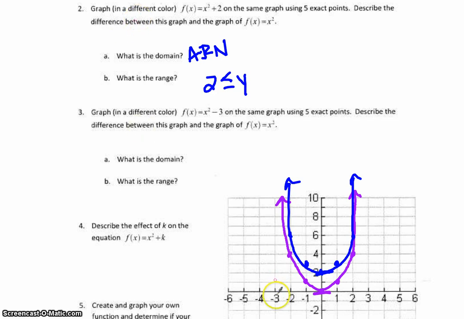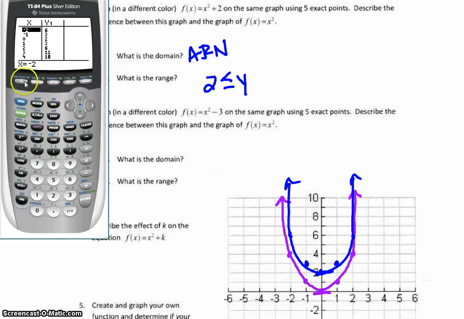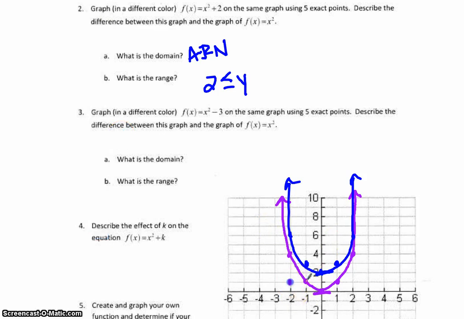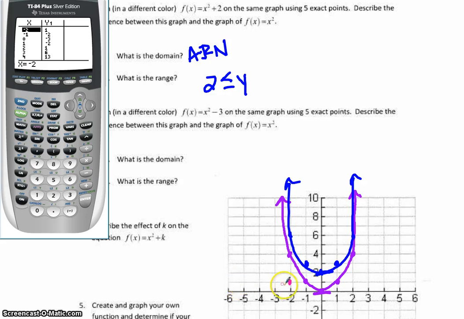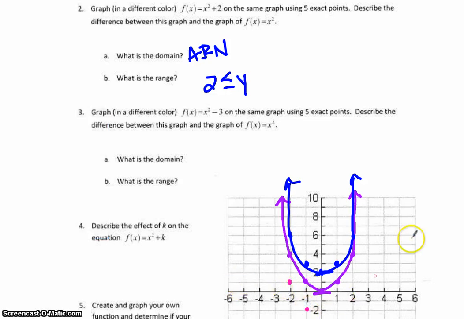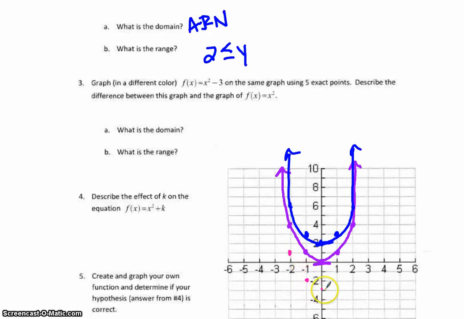Then they want you to get a third color. Once again, I don't care if you change colors or not. And we're going to do x squared minus 3. So go to y equal, and we're going to change that to minus 3. We're going to look at our table. And we have negative 2, 1, negative 1, negative 2, 0, negative 3, 1, negative 2, and 2, 1. So plot negative 2, 1, negative 1, negative 2, 0, negative 3, 1, negative 2, and 2, 1.